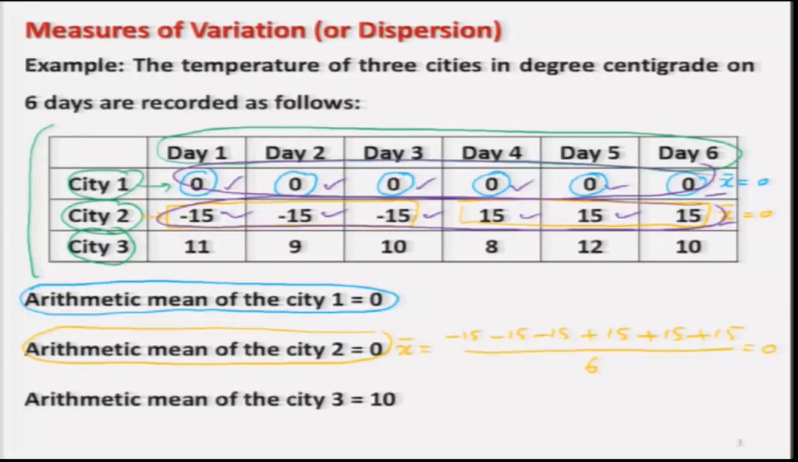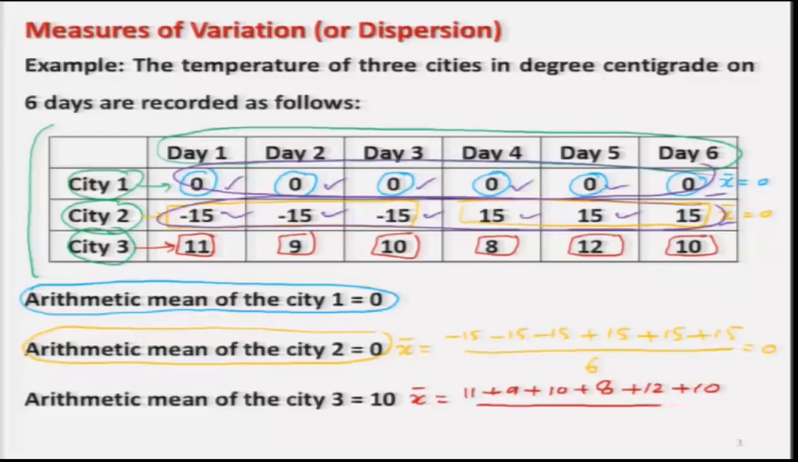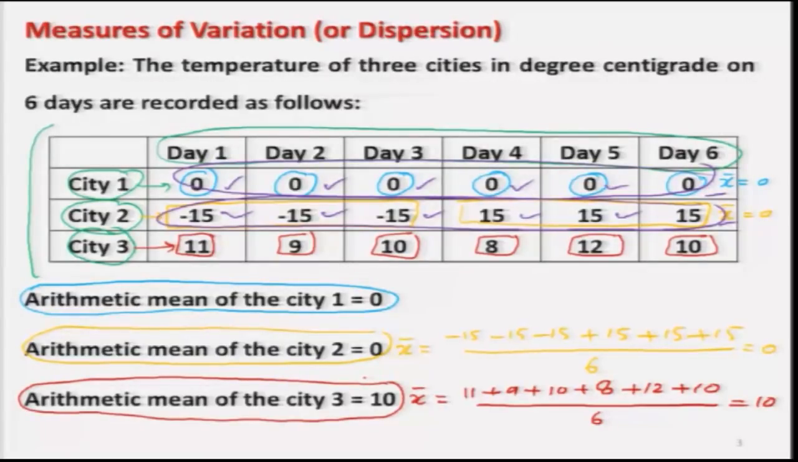Now, if you observe the data in city number 3, you can see on day 1, city 3 has temperature 11, day 2 9, day 3 10, day 4 8, day 5 12, day 6 10. Now, if you find the arithmetic mean of these temperatures, 11 plus 9 plus 10 plus 8 plus 12 plus 10 divided by 6, this will come out to be 10. So the arithmetic mean of the temperature in city 3 is 10. So you can see, in this case, the temperatures are a little bit different compared to city 1 and city 2.